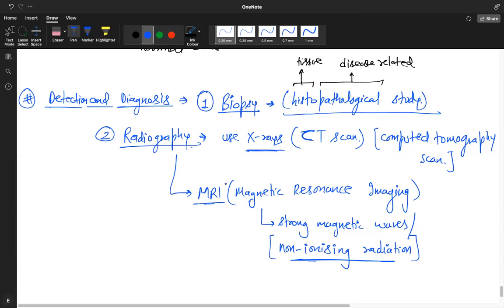But both CT scan and MRI tell you about physiological changes or pathological conditions in the living tissues.